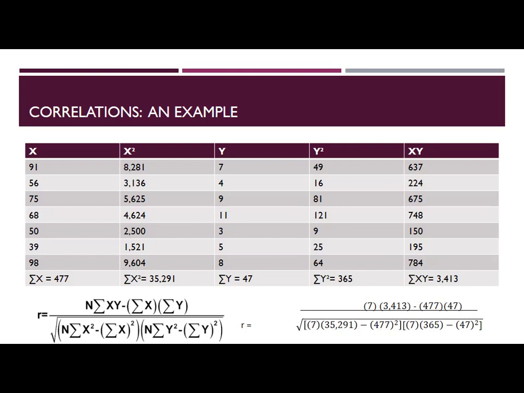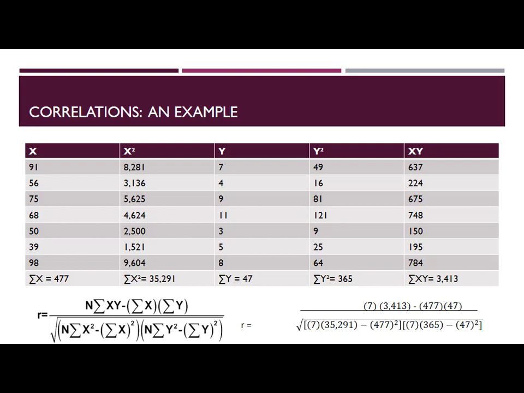Xy at the bottom of the xy column is 3,413. Well, there it is. 7 times 3,413. I basically just followed the recipe here. It's not a real shocking surprise. And now that I've created this chart above me with all the values, I'm just plugging them in. It's really not hard.